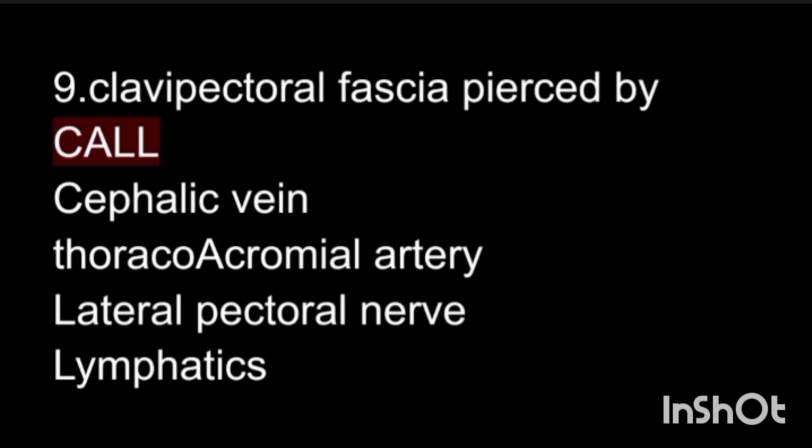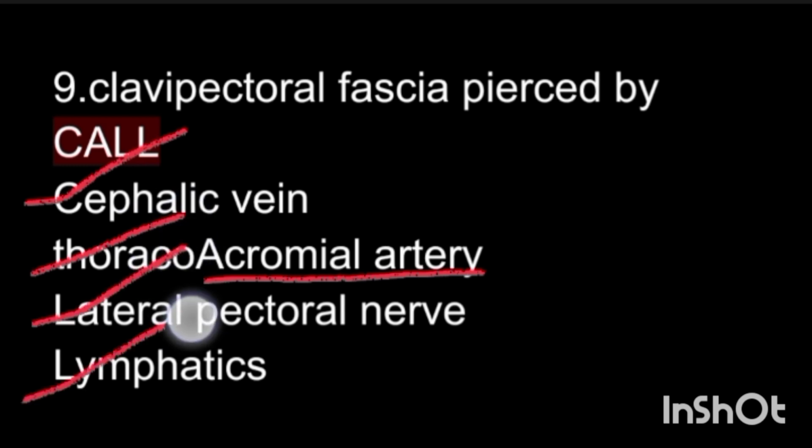Next, let us see the clavipectoral fascia is pierced by. Remember caul: C for cephalic vein, A for acromial artery, that is thoracoacromial artery, L for lateral pectoral nerve, and another L for lymphatics.